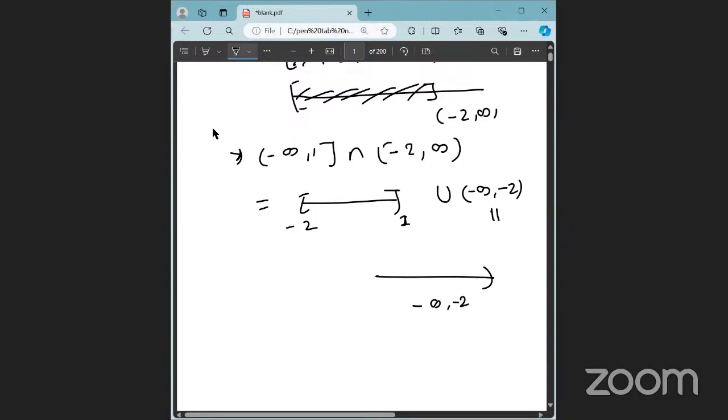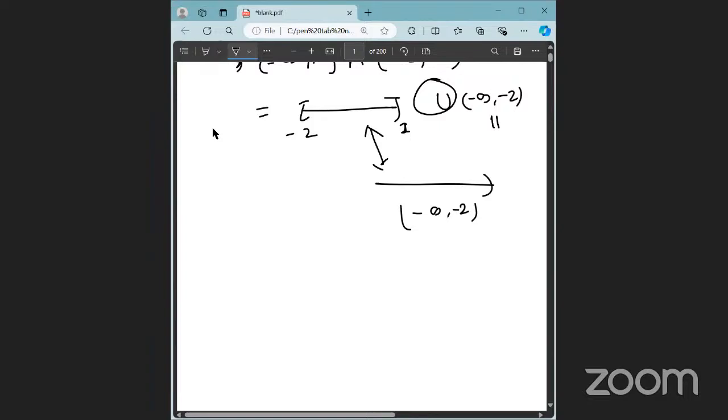Minus infinity to minus 2. Now we have to take the union, which means we attach these 2 line segments together. If we attach these 2 line segments together, what do we get? We get this line segment, minus infinity to 1 closed.